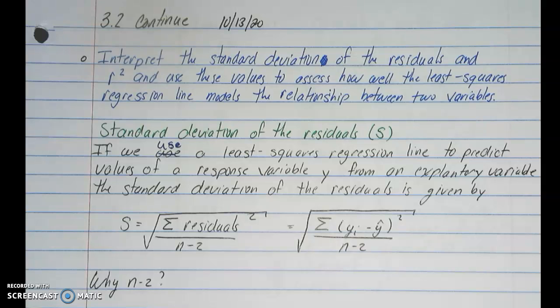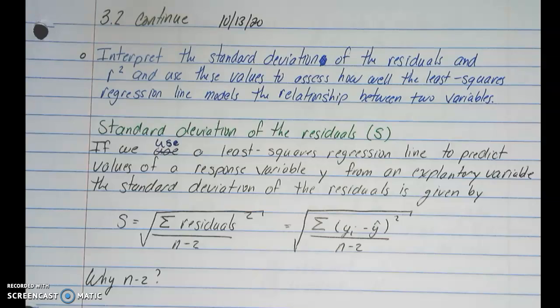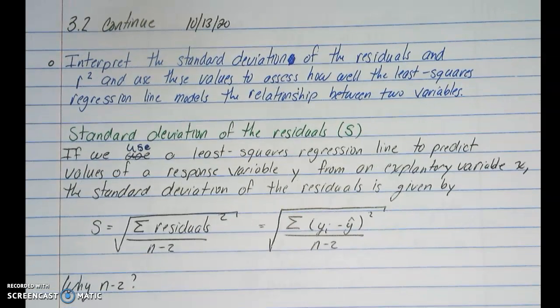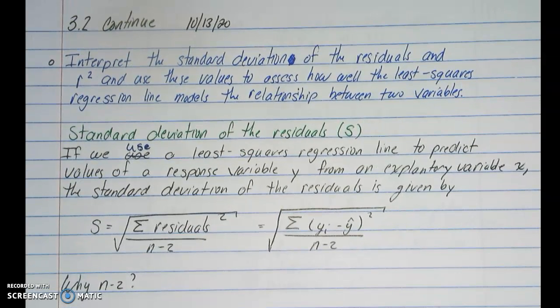Okay, so if we use a least squares regression line to predict values of response variable y from an explanatory variable x, the standard deviation of the residuals is given by s is equal to the square root of the sum of the residuals squared over n minus 2, and I put it as the formula, okay?